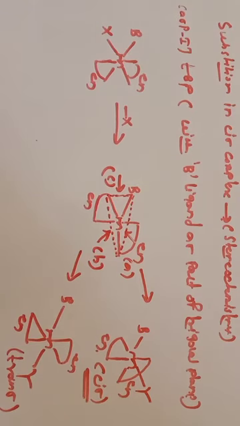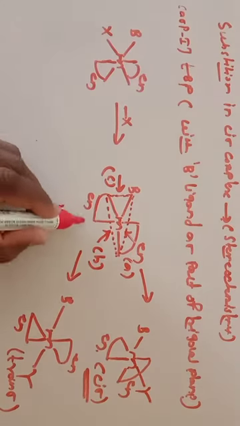And again, when the incoming nucleophile attacks on any side of the triangle, they again rearrange in such a way that we get the product. So in the first case, when it is attacked from the A side, we get the cis isomer. When it is attacked from the B side, then we get the trans isomer. And what do you get when it is attacked from the C side?